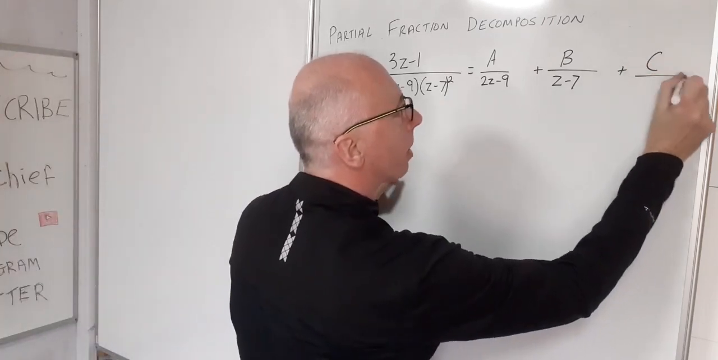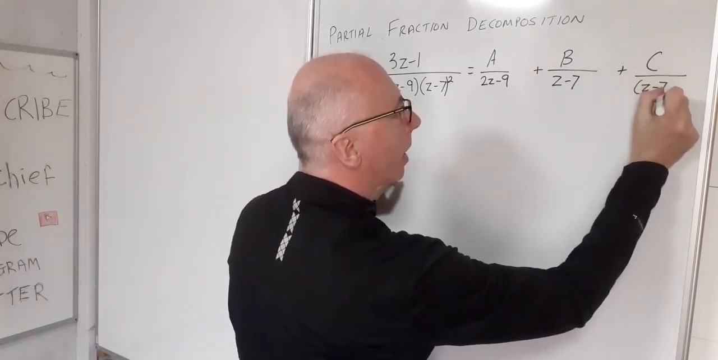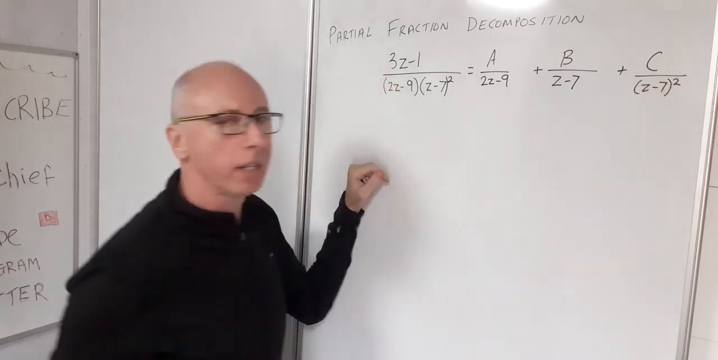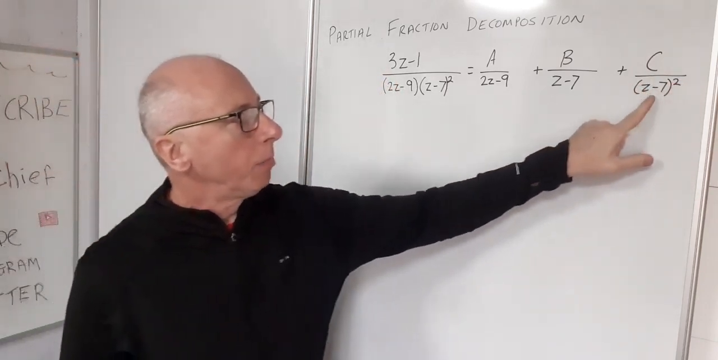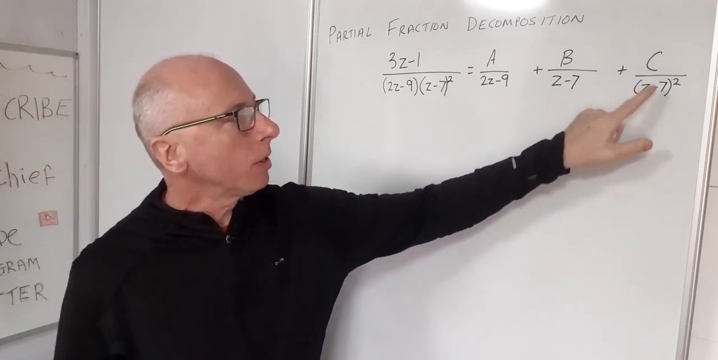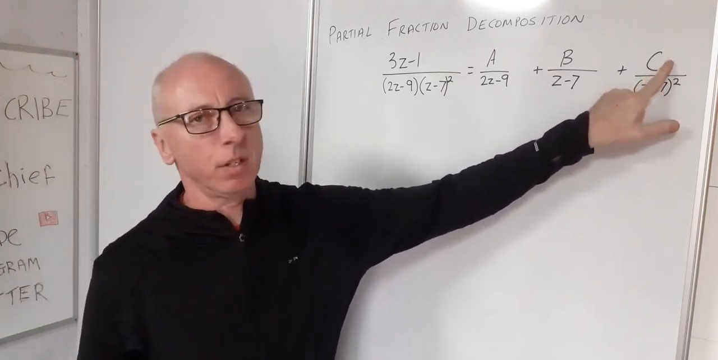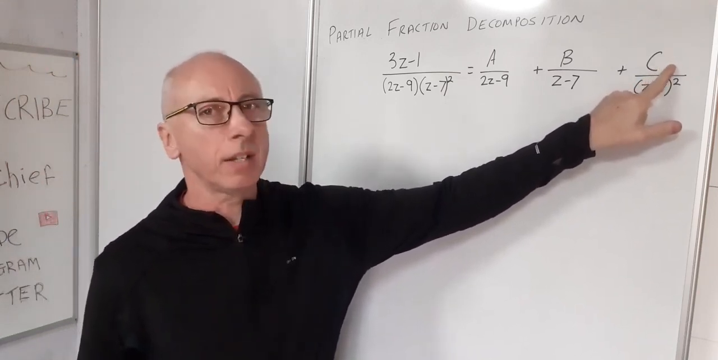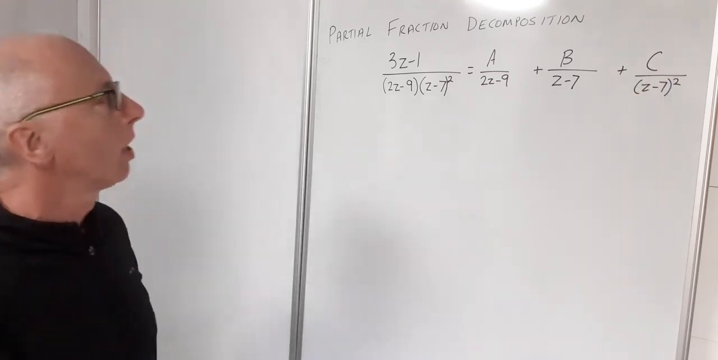Now notice z minus 7 squared is a quadratic. But as we're building the powers, we don't need to put a linear term in the numerator. We just leave that as a constant c.